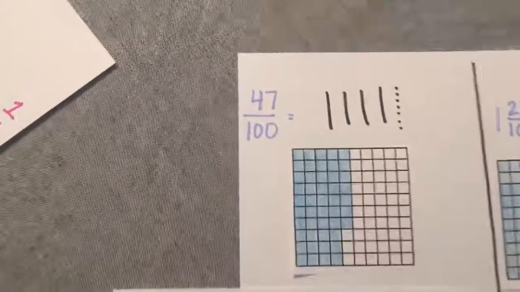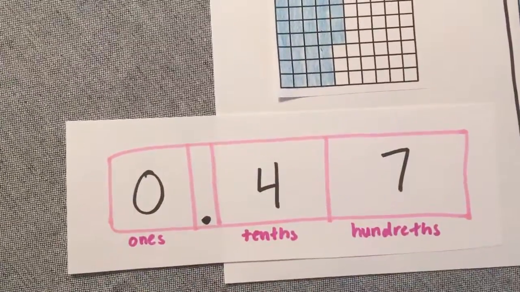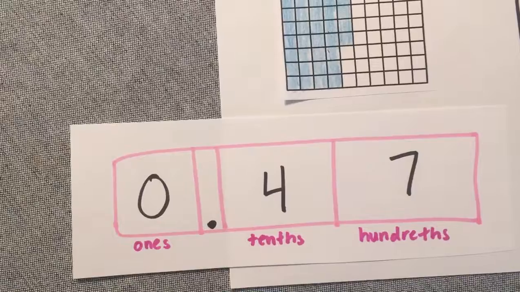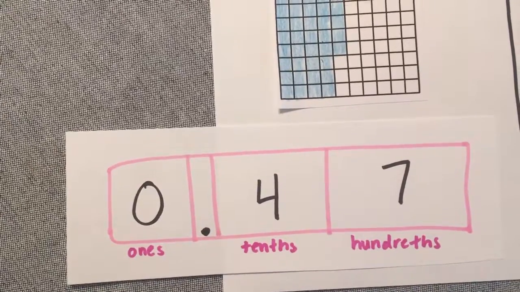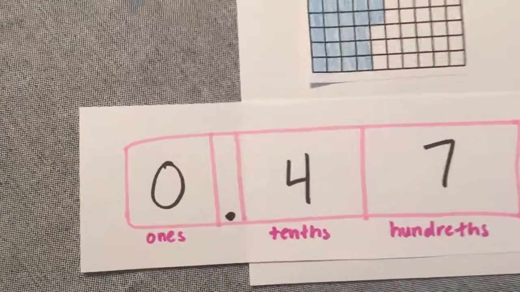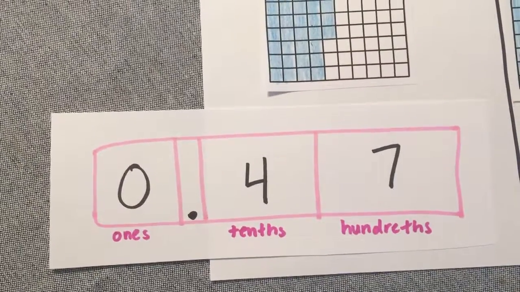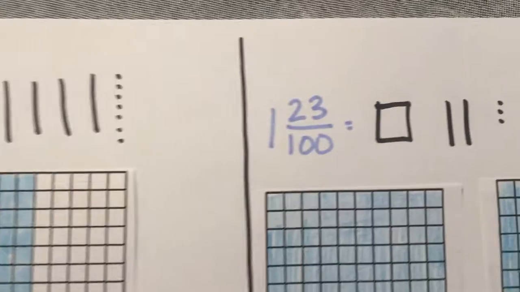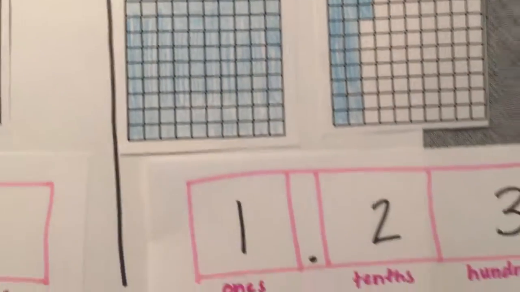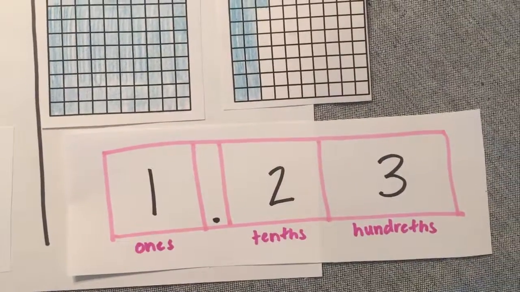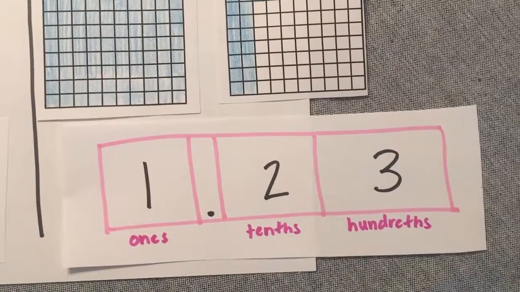In our example, 47/100ths will be written like this in decimal notation. Notice my 0 in the ones place because I don't have any whole numbers. 4/10ths, 7/100ths. My decimal point represents that the 47/100ths are less than 1. 1 whole and 23/100ths would be written like this. You see, I actually have a 1 in my ones place at this point.